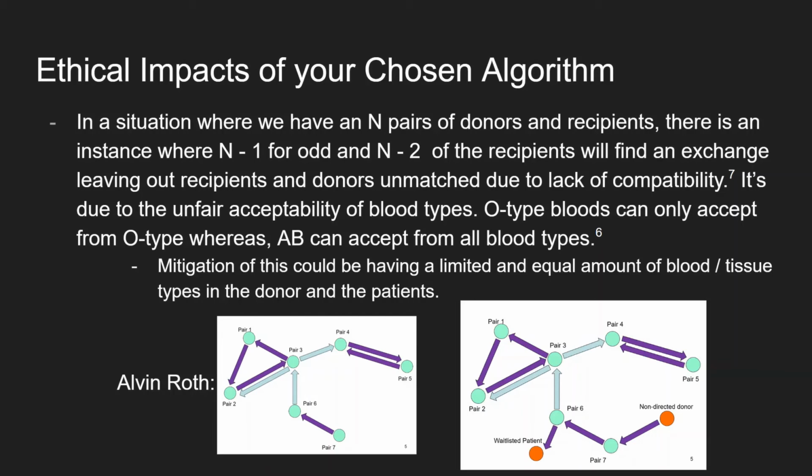One mitigation of this could be having a limited and unequal amount of blood and tissue types in donors and patients. Alvin Roth came up with another great mitigation, which would include a non-directed donor who doesn't need a kidney in exchange. This donor can help a patient who couldn't receive a kidney, in turn matching an available donor in the graph to a well-compatible patient on the wait list, which results in saving more lives.